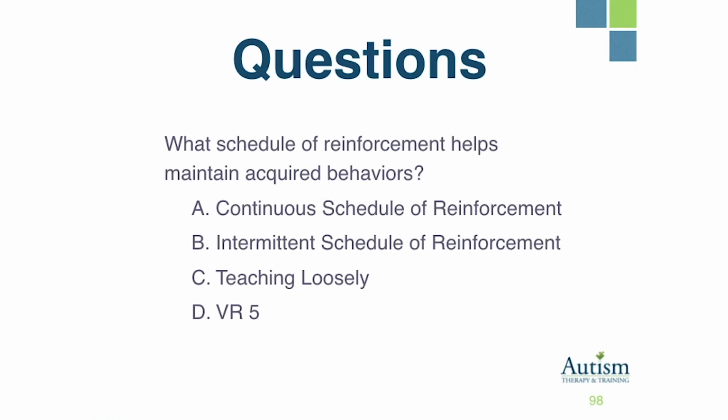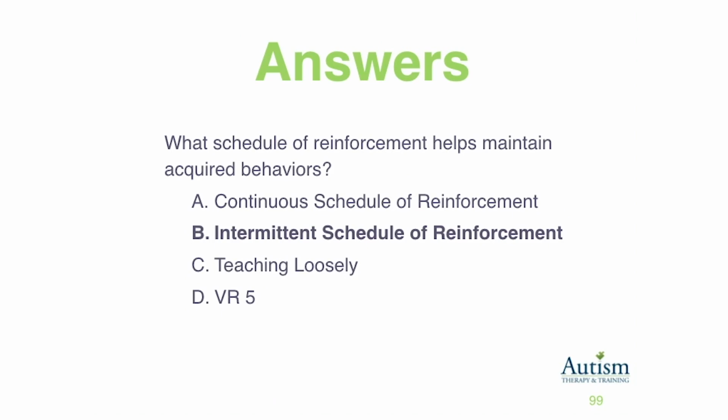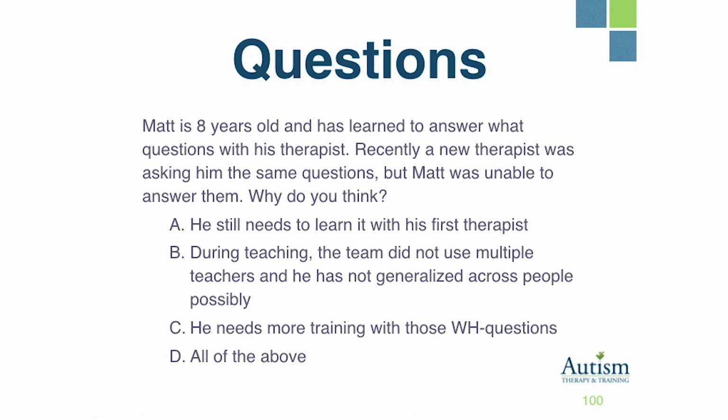What schedule of reinforcement helps maintain acquired behaviors? A. Continuous schedule of reinforcement. B. Intermittent schedule of reinforcement. C. Teaching loosely. Or D. A VR5. And the correct response is B. Intermittent schedule of reinforcement.